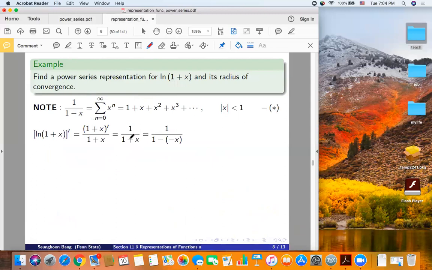You can change 1 over 1 plus x to this form, with positive x changed to negative x. Next, you plug minus x in for x here. This is the same as the summation from n equals 0 to infinity of (minus x) to the power n. This is the same as the summation of (minus 1) times x to the power n. You can distribute the n to minus 1 and x. This is the summation from n equals 0 to infinity of (minus 1) to the power n times x to the power n. This is the idea.